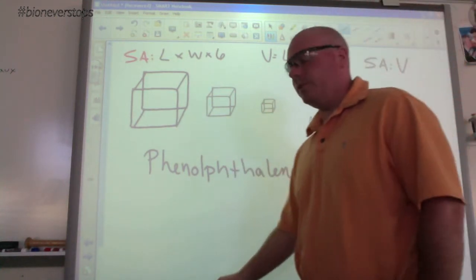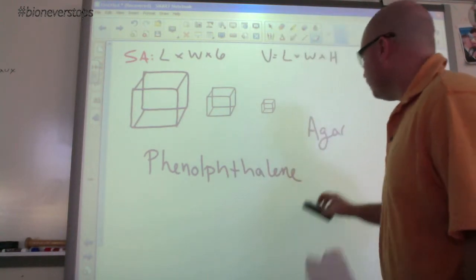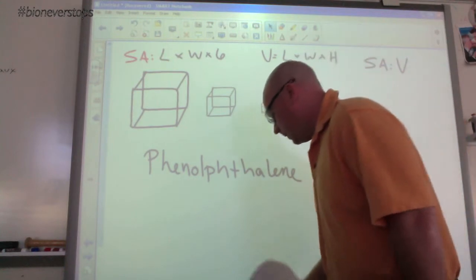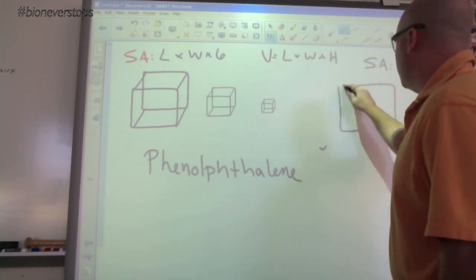So we're going to soak them for a set amount of time, probably about 10 minutes, 10 to 15 minutes. And then what's going to happen is really cool. We're going to cut these cubes in half. All right, so we have a perfect square.